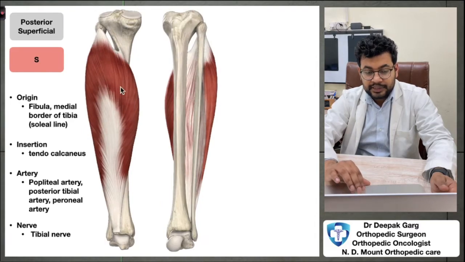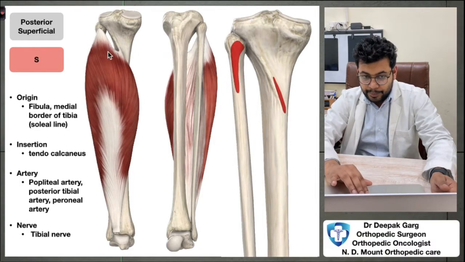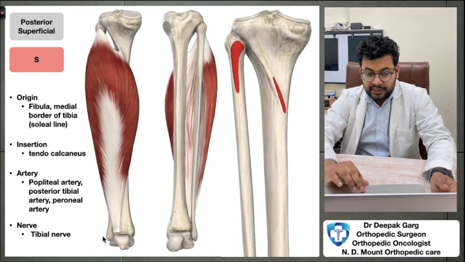Then we have the soleus muscle in the posterior superficial compartment. It has an origin from the posterior aspect of the head of the fibula and the proximal shaft of the fibula, and this is the soleal line, so it has an origin from the soleal line, and we can see a gap there. So the neurovascular bundle will enter this gap, and this muscle distally will join the tendo Achilles and will insert at the tendo Achilles tendon.